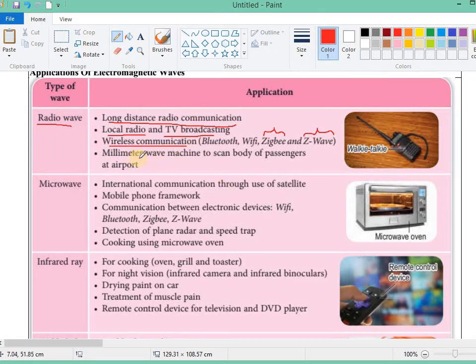And then millimeter wave machines are used to scan the body of passengers at the airport. That means they want to detect whether there is metal or not. Okay, metal detector.